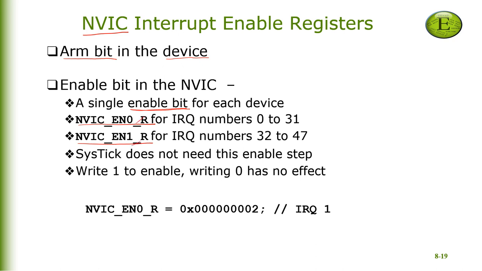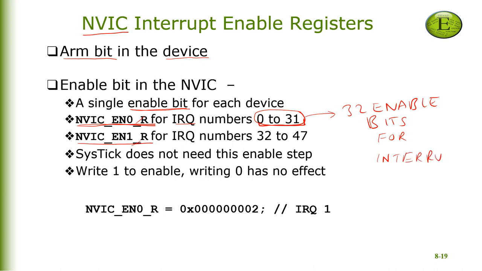For the devices with IRQ, the interrupt request number, from 0 to 31, these are 32 bits. Each bit of the NVIC enable 0 register is an enable bit of the corresponding interrupting device. So this first register holds 32 enable bits for interrupt sources whose IRQ number starts from 0 and ends at 31.